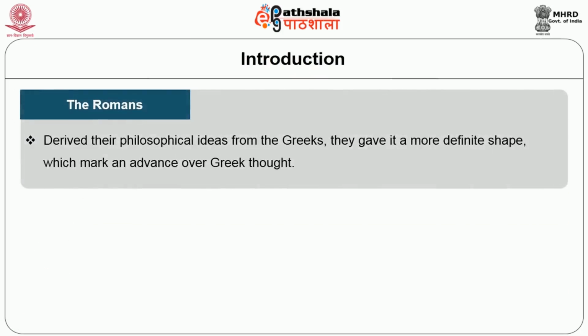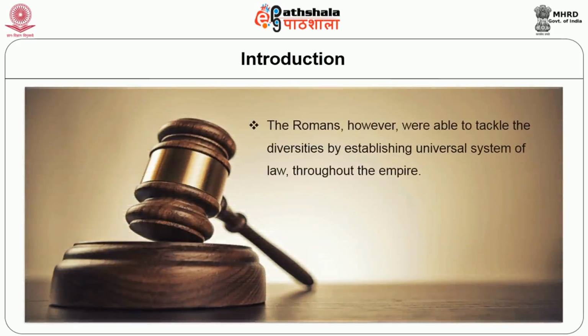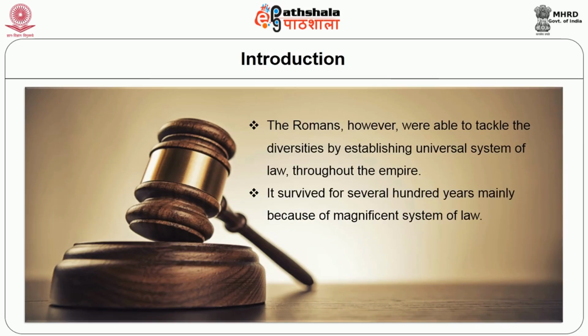The Romans derived their philosophical ideas from the Greeks. However, they gave it a more definitive shape, which marks an advance over the Greek thought. The Roman Empire was vast compared to that of the Greeks. Here one finds that the democratic city-state became a despotic world empire. The Romans, however, were able to tackle the diversities by establishing a universal system of law throughout the empire. It survived for hundreds of years mainly because of the magnificent system of law.